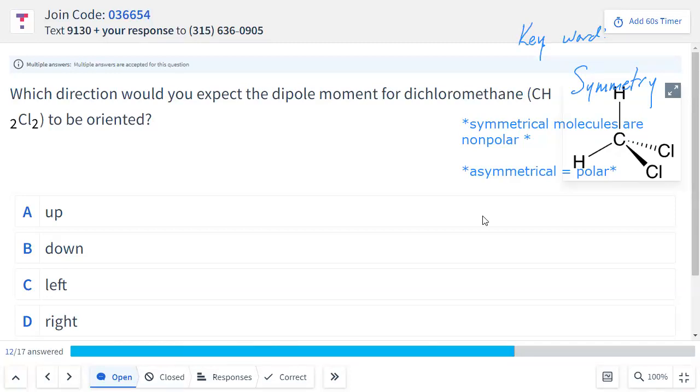Is there another direction? Yeah, right. So both of these chlorine atoms are to the right of the center atom. So the net direction would be down and to the right for that dipole moment. Front and back, well, they're canceled out. This one pointing forward is going to be canceled out by this one pointing backward. So down and right would be the two answers here that we're looking for.